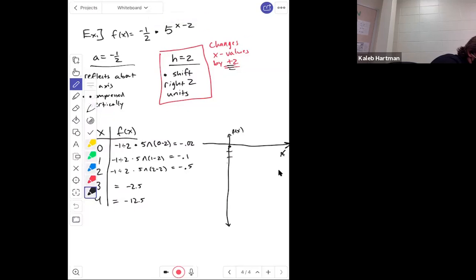Negative 1, 2, 3, 4, 5, 6, 10, 11, 12. We're going to go down past negative 12. So when we plugged in 1, we got negative 0.1, which is still really close to 0. We plugged in 2, we got negative 1/2. We plugged in 3, we got negative 2.5. We plugged in 4, we got all the way to negative 12.5, which is way down here.